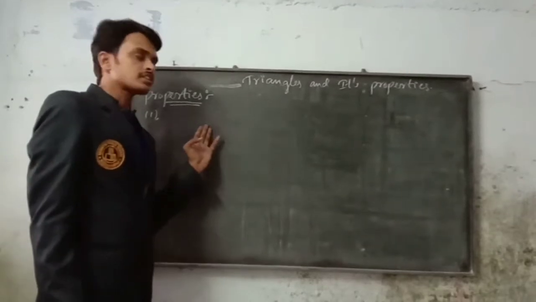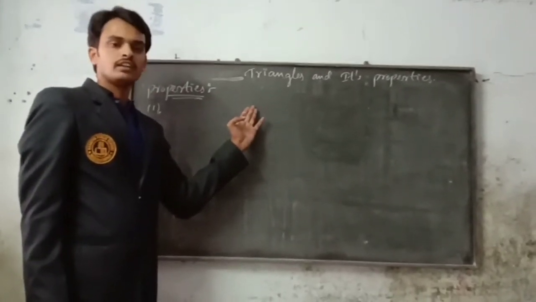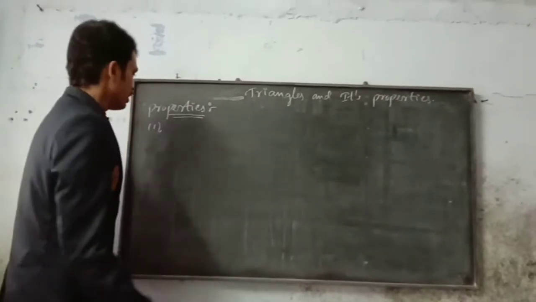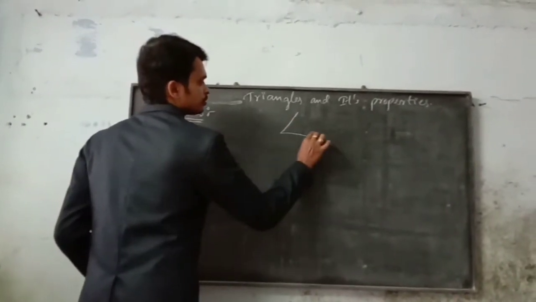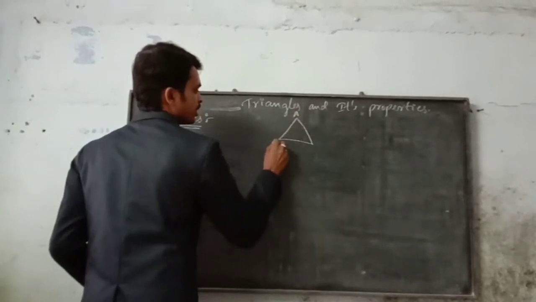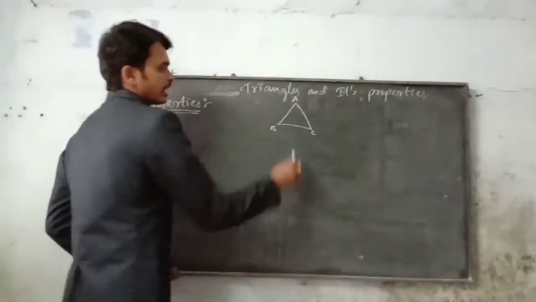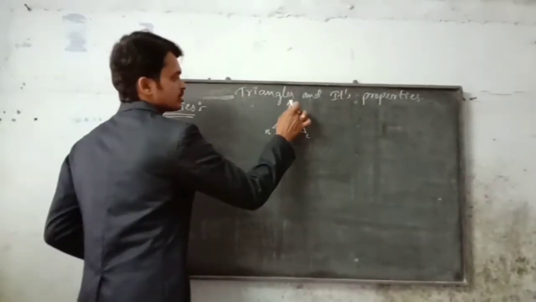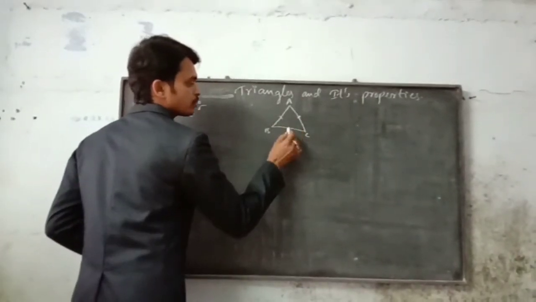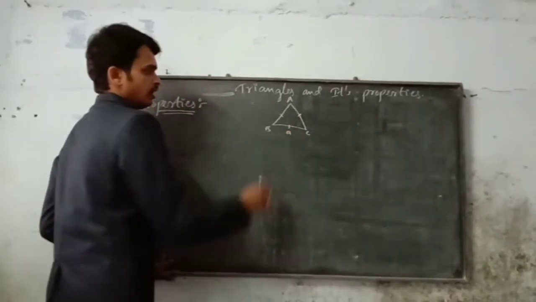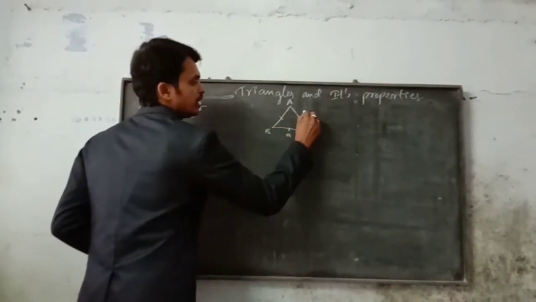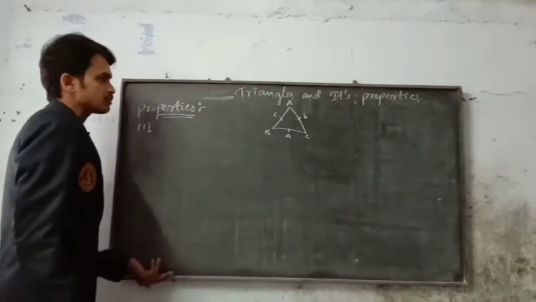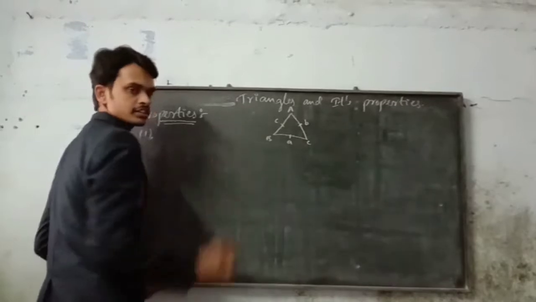Just now we discussed that the sum of the three angles of a triangle is 180 degrees. That is called the angle sum property. In triangle ABC, sides are shown with small letters. For the vertex opposite to A, the opposite side is written as a. For B, we write a small b, and for C, a small c. Sides are represented with small letters.